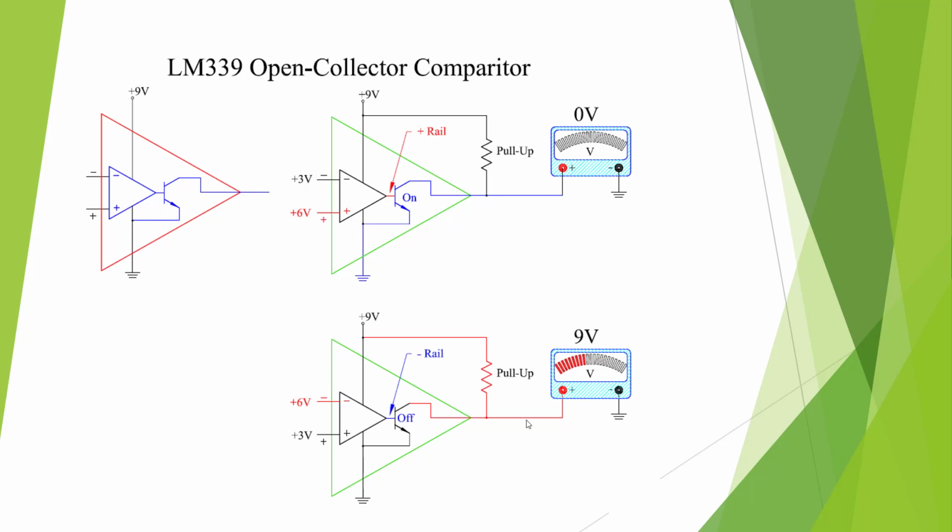This is real good for relay coils and things like that, lights, because we can make this voltage anything. We could actually put 5 volts on this pull-up resistor and make it a logic device.